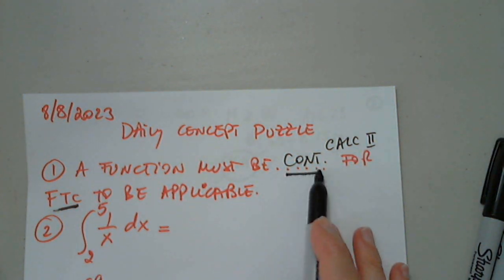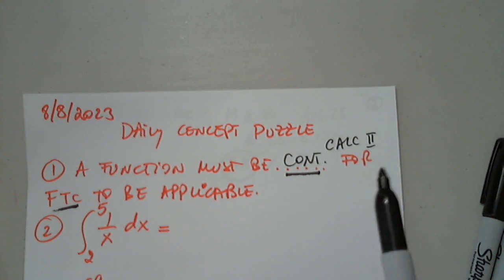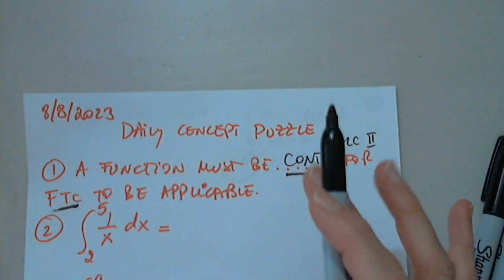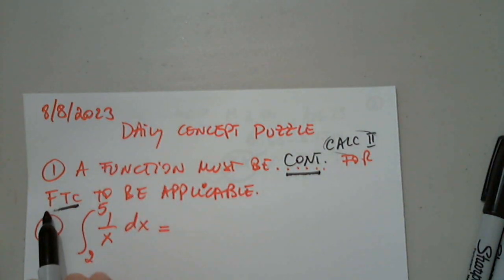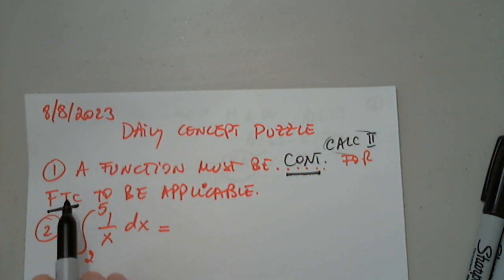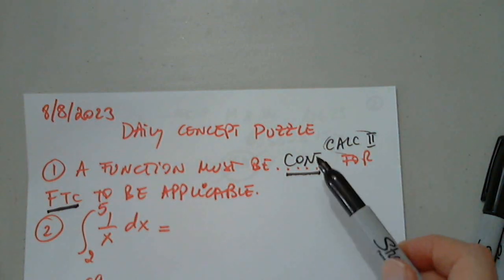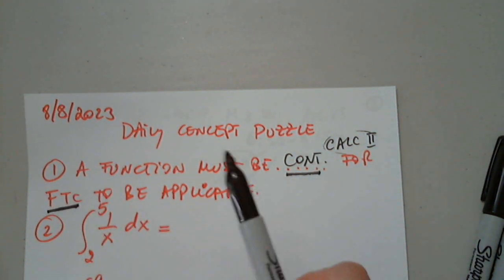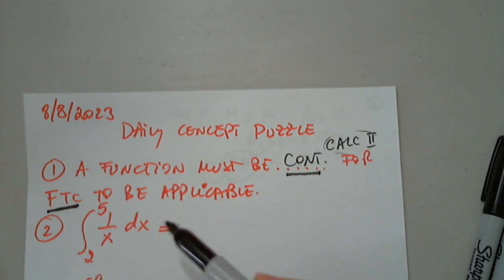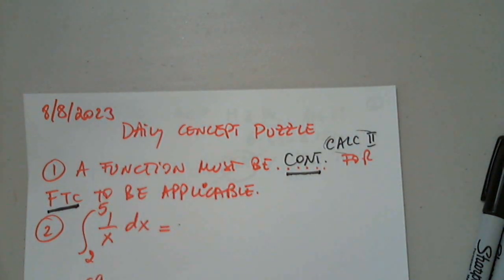When a function is not continuous on the given interval, we have options under certain conditions, but you have to wait till Calc 2. For now, we will have to say, and it's absolutely 100% true, a function must be continuous for the fundamental theorem of calculus to be applicable. Awesome. What about this one? What would you say? The integral from 2 to 5 of 1 over x.